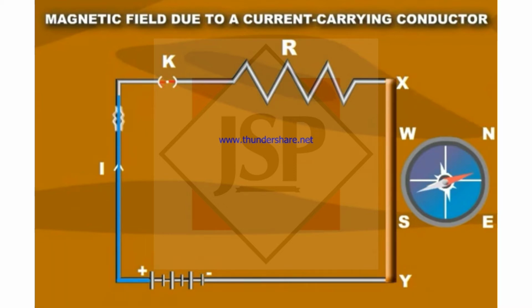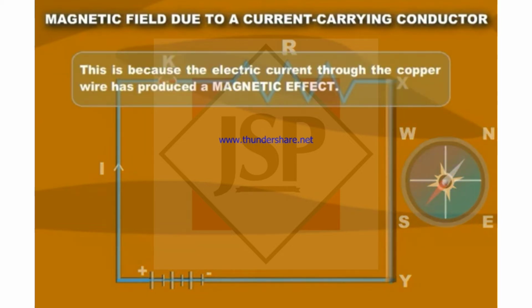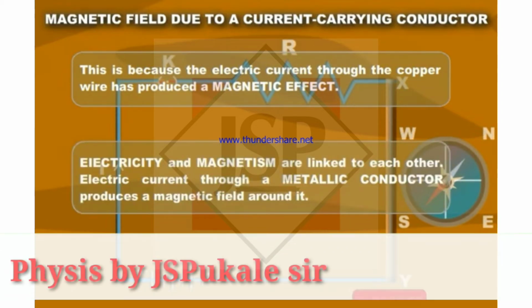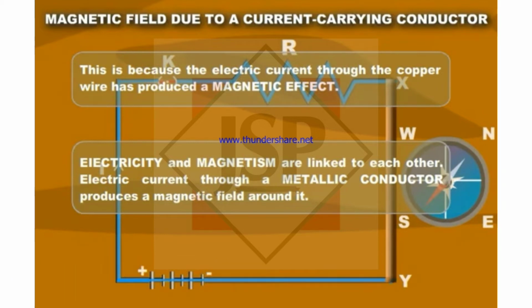Pass the current through the circuit by inserting a key into the plug. Now observe the change in the position of the compass needle. You will observe that the needle is deflected. This is because the electric current through the copper wire has produced a magnetic effect. Based on this experiment, we can conclude that electricity and magnetism are linked to each other. In this experiment, we have seen that an electric current through a metallic conductor produces a magnetic field around it.